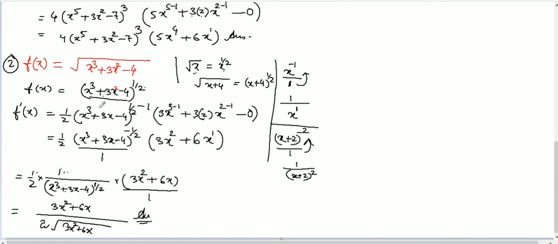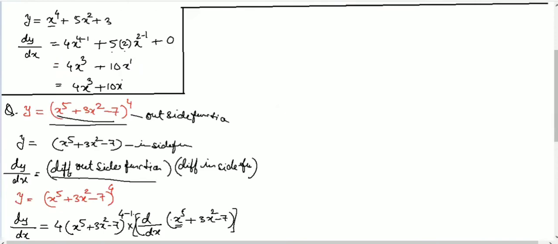Now let's do one more question here. By using chain rule, I'm going to take this question: fourth root of x square plus 8x. So this is a different question here. So how to do it?